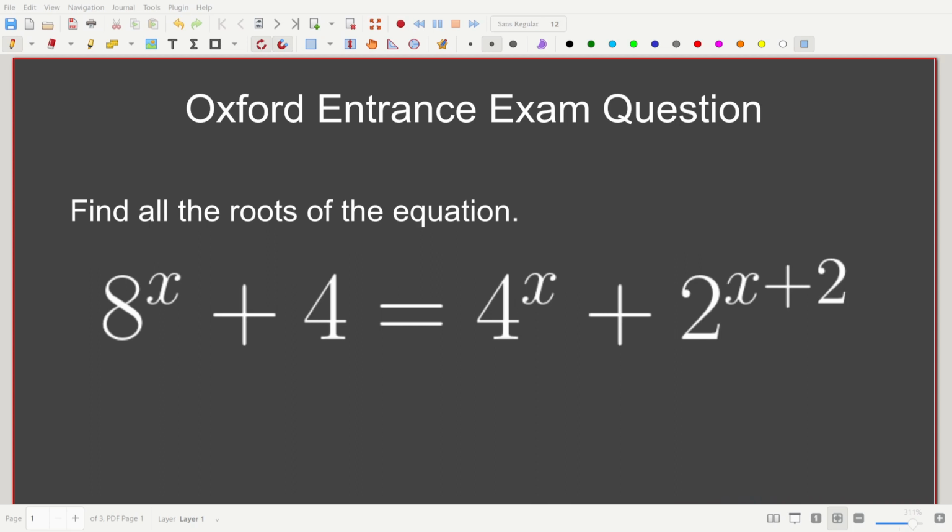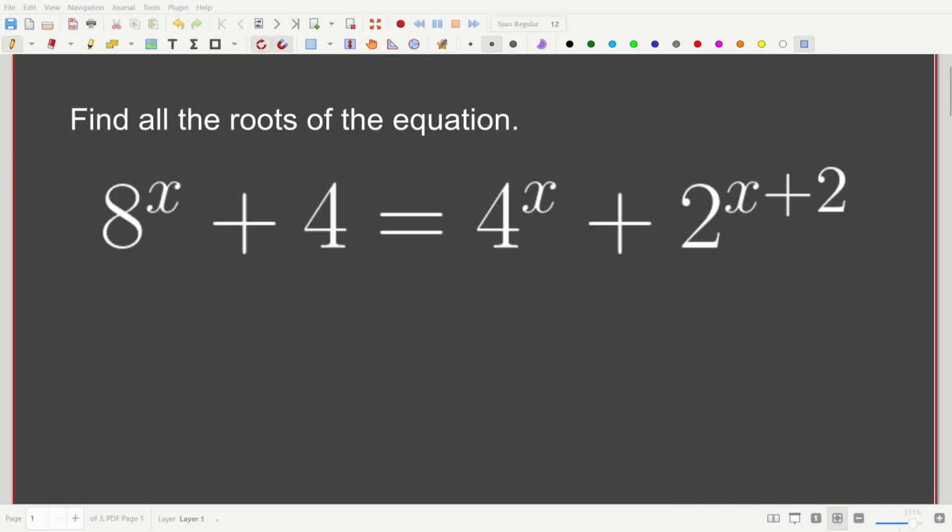The equation is 8 to the power of x plus 4 is equal to 4 to the power of x plus 2 to the power of x plus 2. So let us begin and write the equation. We have 8 power x plus 4 is equal to 4 power x plus 2 power x plus 2.